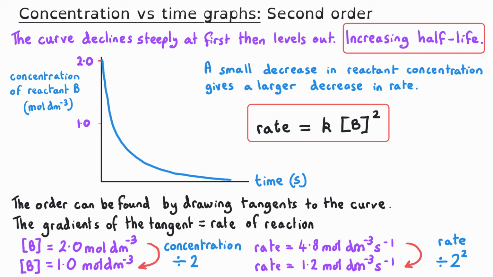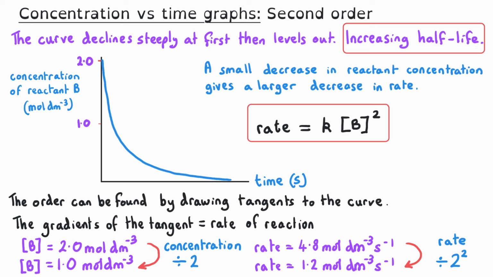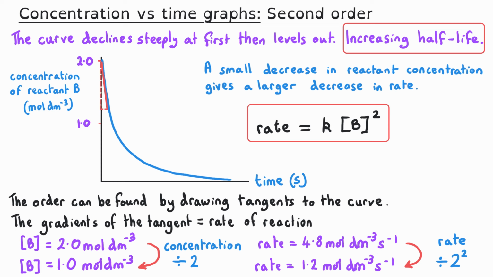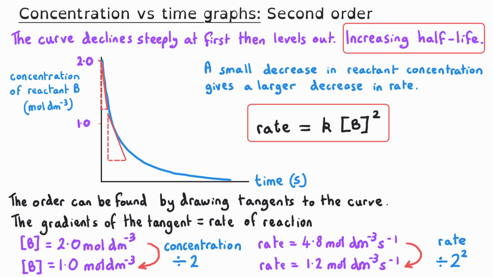The order can again be found by drawing tangents to this curve and calculating the gradients of the tangents, which gives us the rate of reaction at that particular reactant concentration. For instance, when chemical B has a concentration of 2 moles per decimeter cubed, the gradient might be found to be 4.8 moles per decimeter cubed per second. And then if we drew a second tangent when the concentration was 1 mole per decimeter cubed, the rate of reaction might be found to be 1.2 moles per decimeter cubed per second.